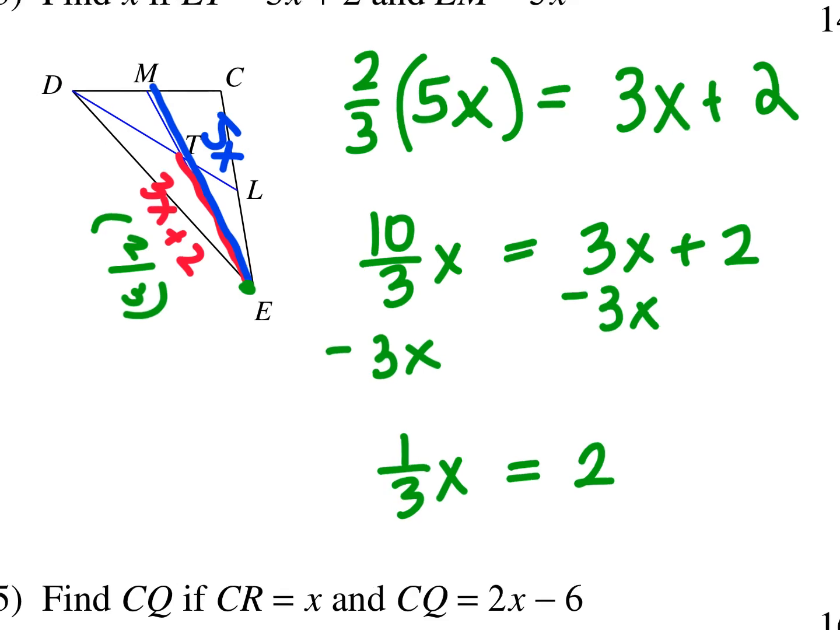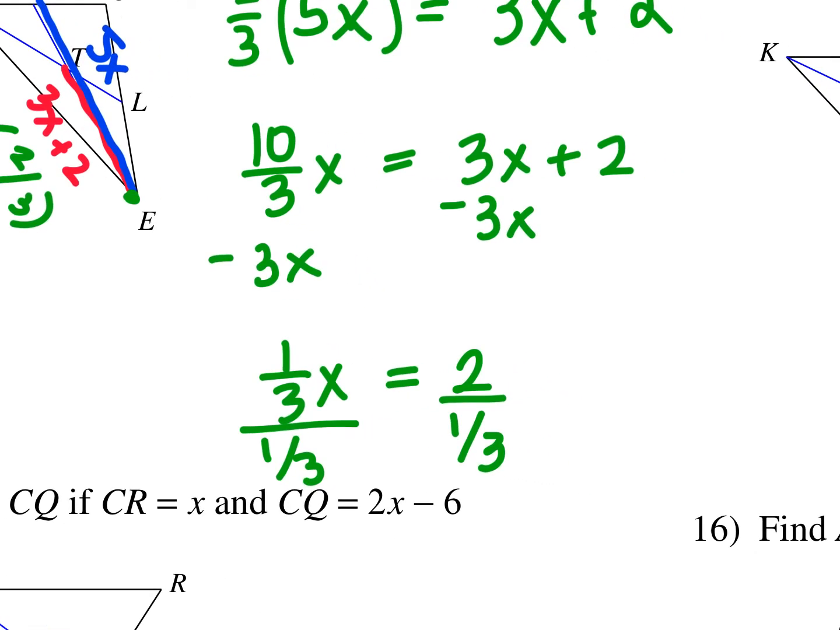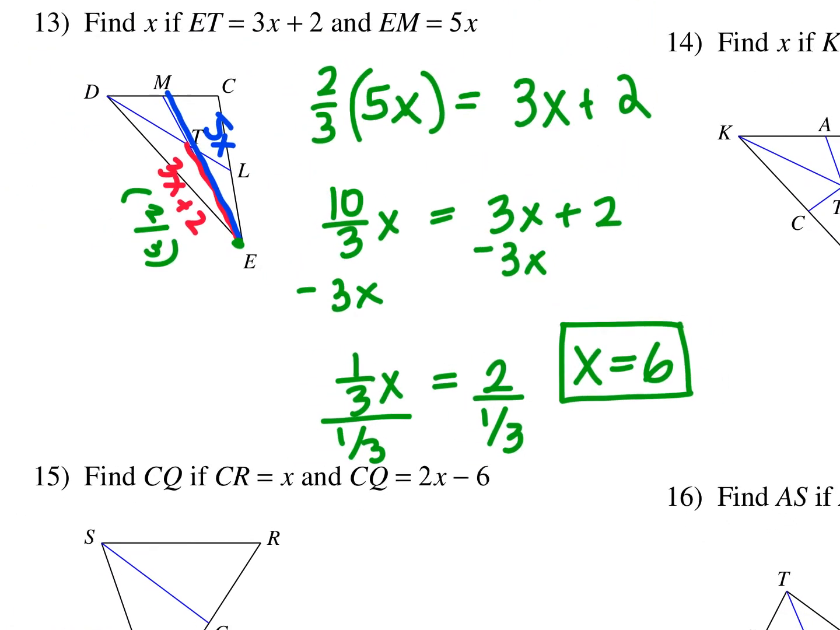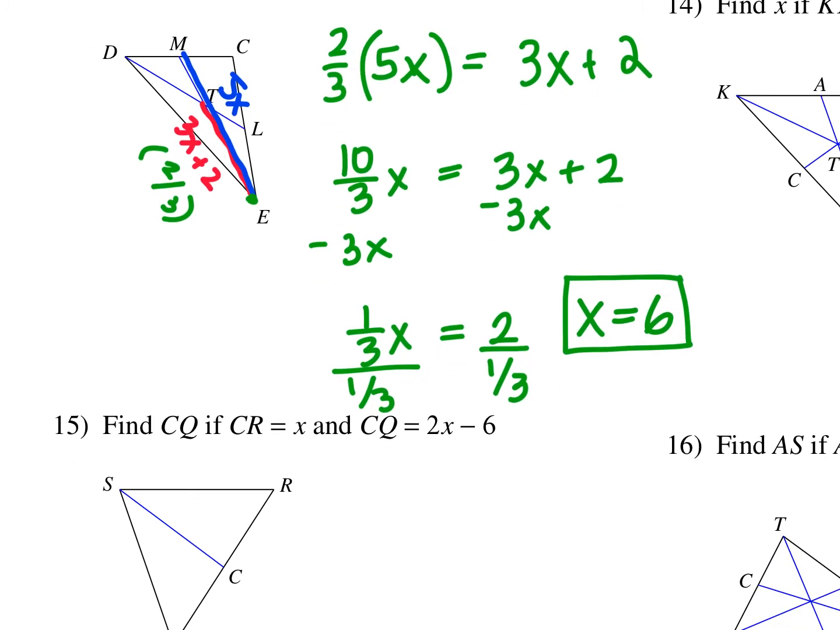Okay, but I want that x to be by itself. So to get rid of that 1/3, I'm going to divide by it, which will give me x equals 6. So that one was a little more complicated because of the fractions. So I would suggest utilizing your calculator on that one.